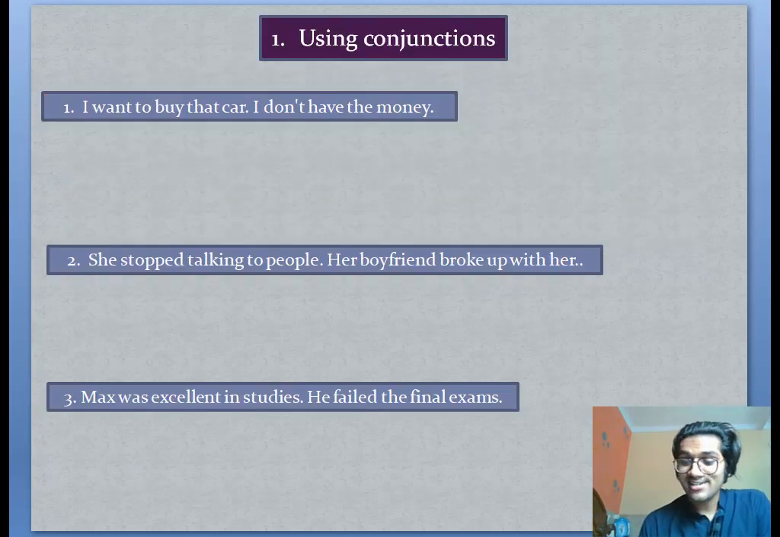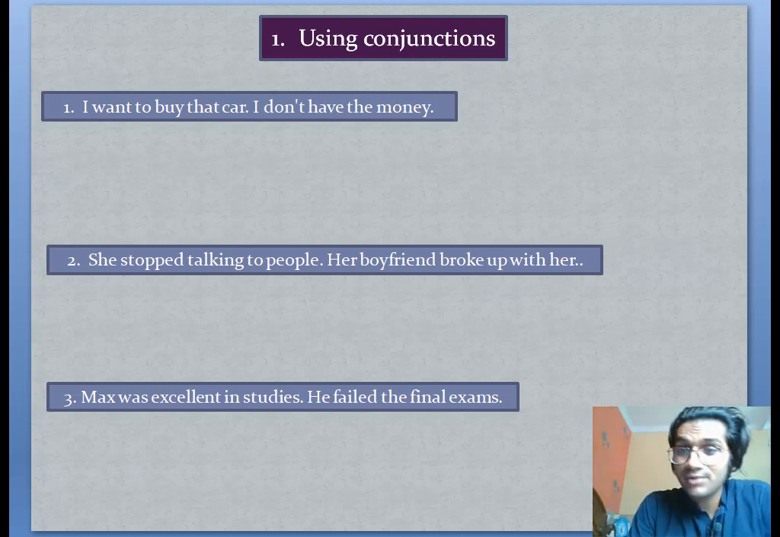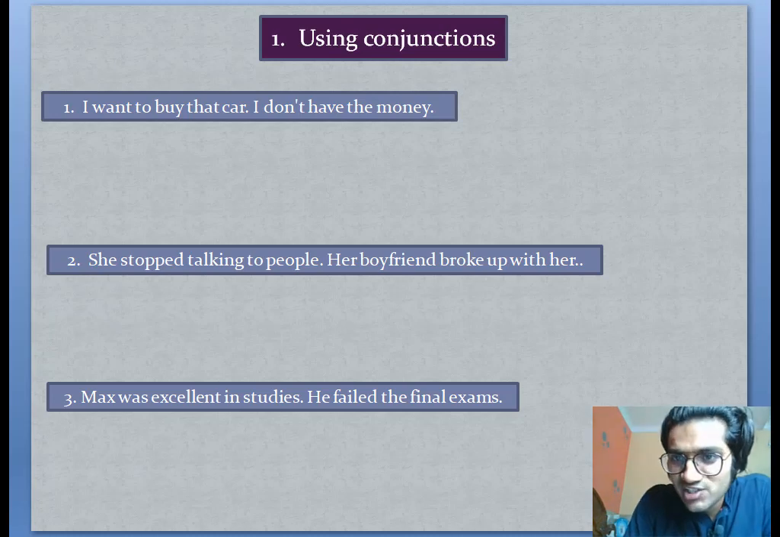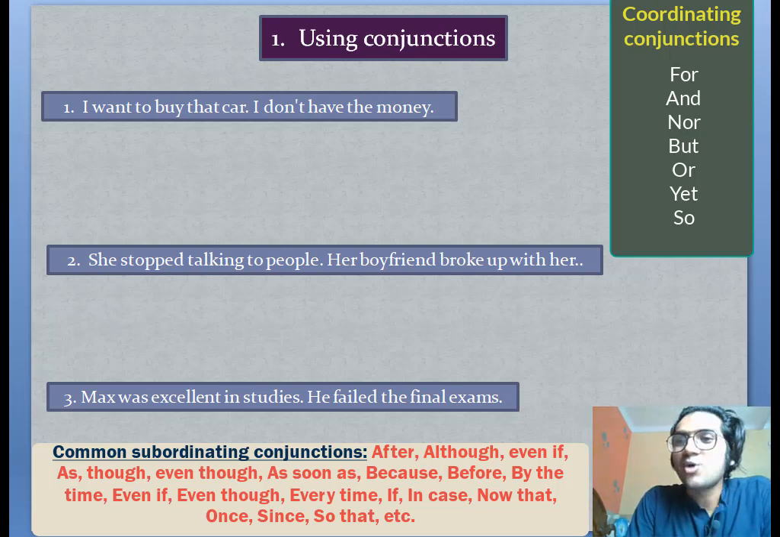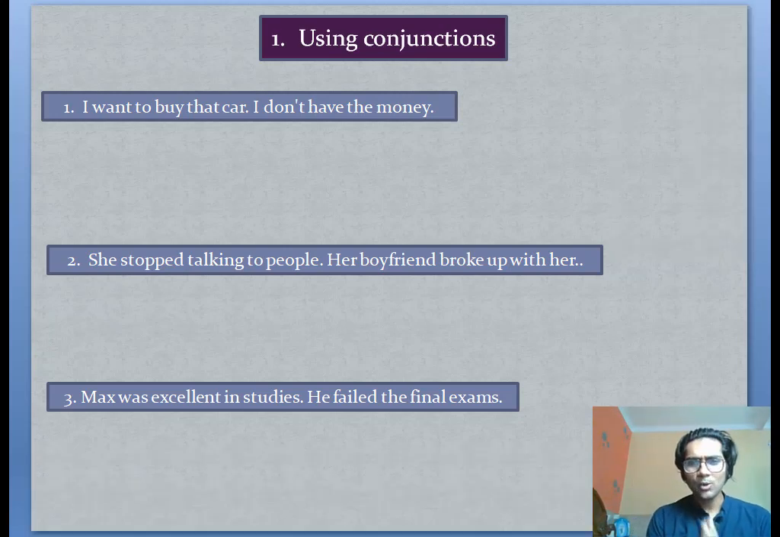Okay, let us start with the first type, using conjunctions. And we will be using coordinating conjunctions and subordinating conjunctions. We have 7 coordinating conjunctions. That's 5, that's not 7. That's 7. So we will be using coordinating conjunctions: for, and, nor, but, or, yet, so. 7 coordinating conjunctions we have in English. And we will be using subordinating conjunctions. We have a lot. I mean a lot of subordinating conjunctions. Right. Look at these examples.